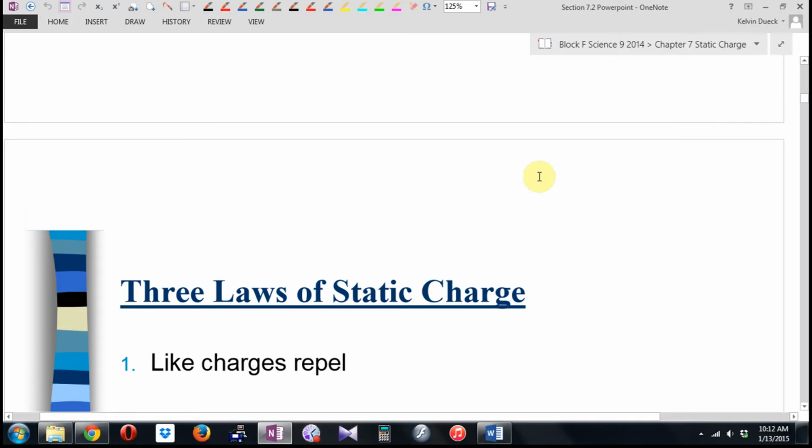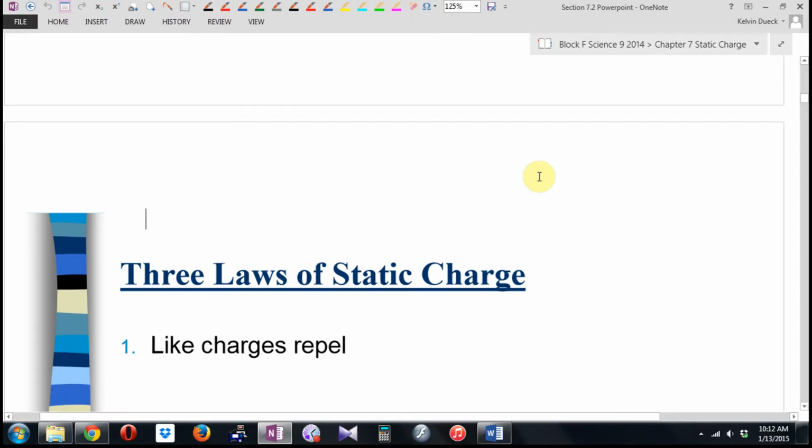So I'm repeating myself because I wasn't kidding when I said if you understand this, this explains everything we're doing for about the next month and a half. The 3 laws of static charge, you can fill this in. Like charges repel. Right? You have that in your notes. What's the next one? Unlike charges.